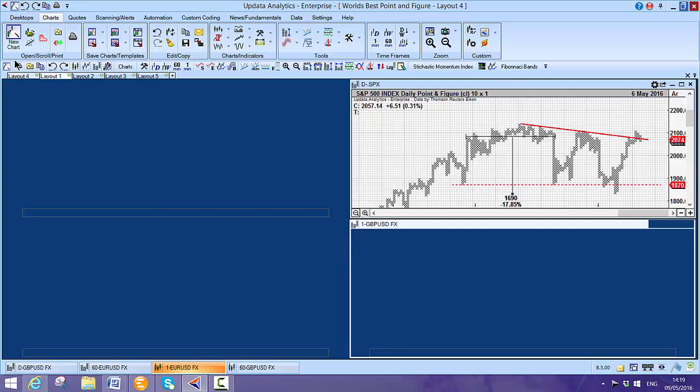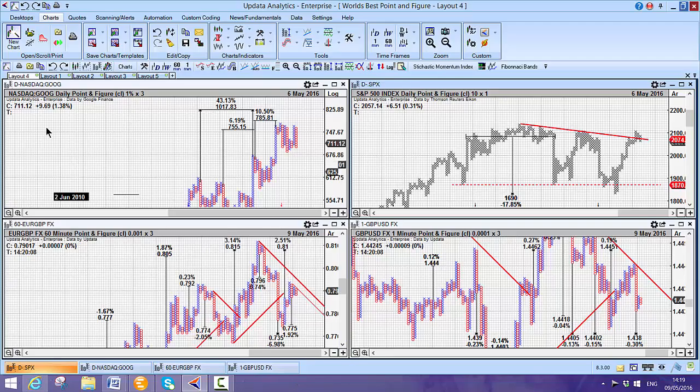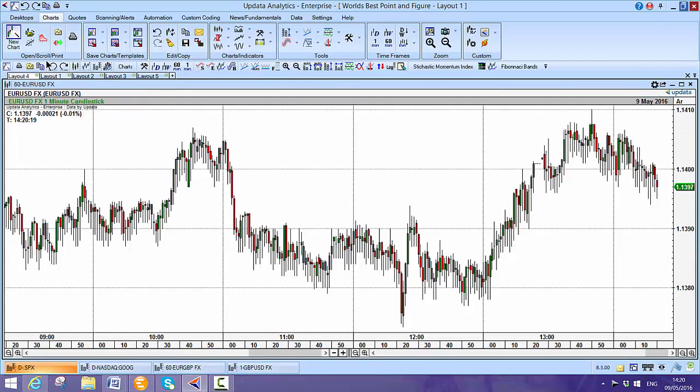And by the way, Updata runs on multiple data sources. So here we're running on Google Finance. This is coming in from Thomson Reuters Icon. You can run on Bloomberg. This is another forex feed. Updata is compatible with over 50 different data sources, so you can really just pick and choose where you want to do your point and figure charting on.